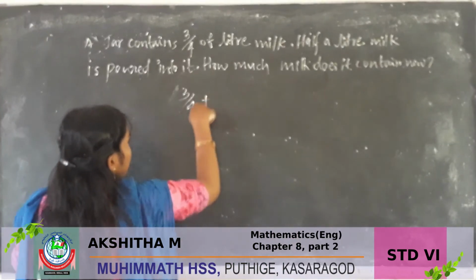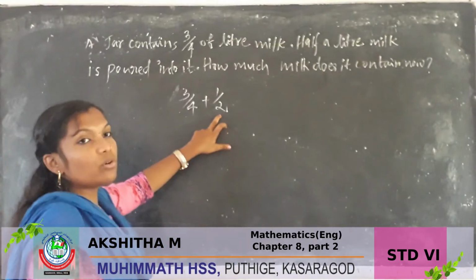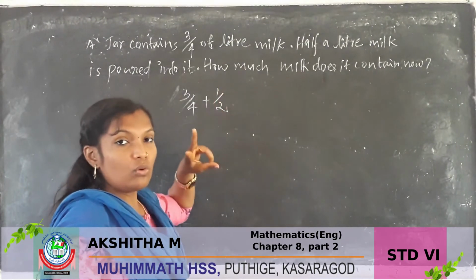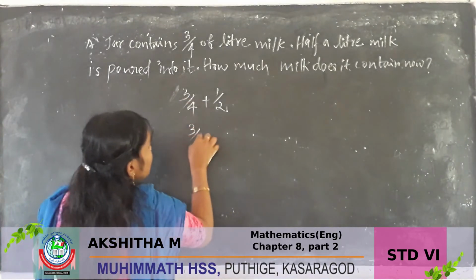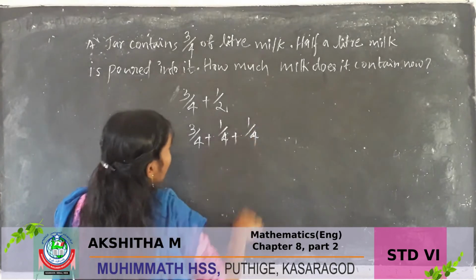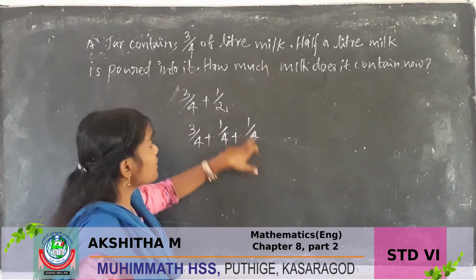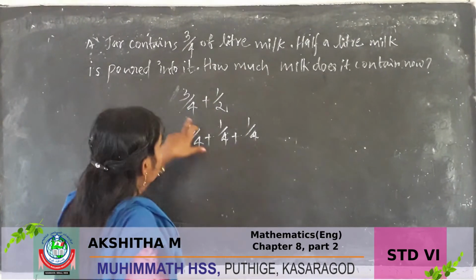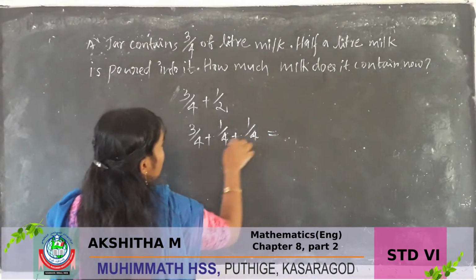3/4 plus 1/2. We already know that 1/2 means 2 times 1/4. So we can write this as 3/4 plus 1/4 plus 1/4. 1/2 we can write like this: 2/4 makes half.